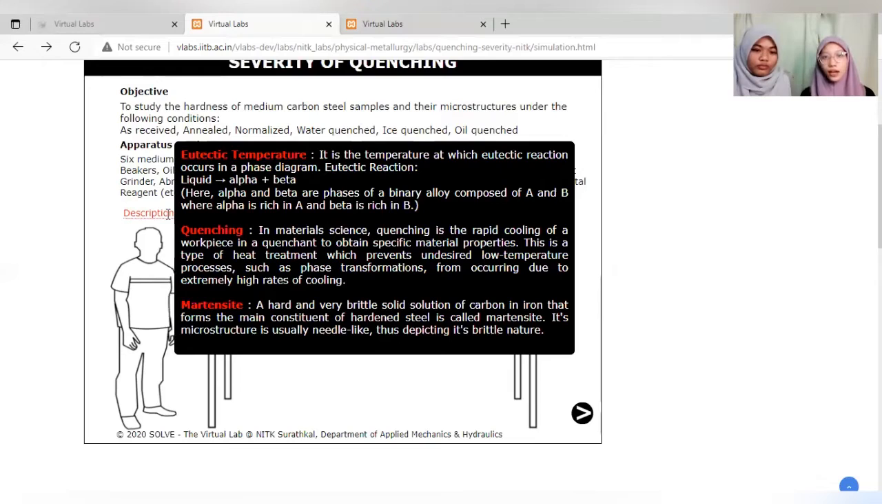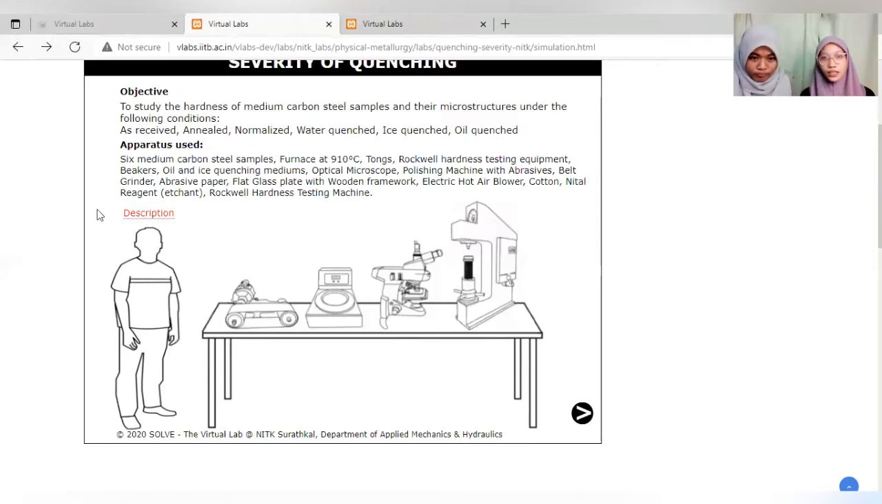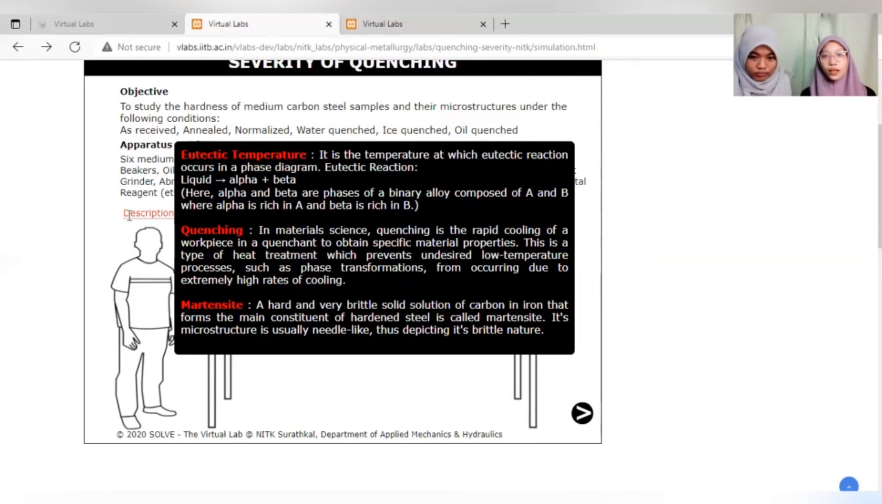Martensite. A hard and very brittle solid solution of carbon in iron that forms the main constituent of hardened steel is called martensite. Its microstructure is usually needle-like, thus depicting its radial nature.